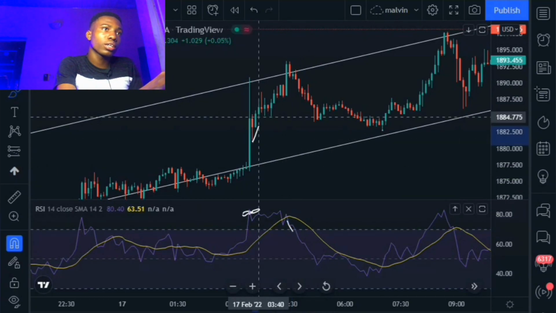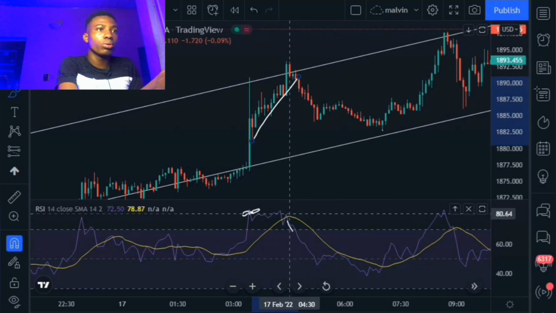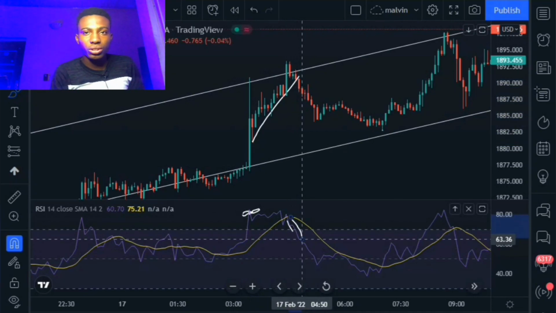Just as you could see, we had that uptrend. The price got below the 14 moving average, which is a confirmation to tell us that hey, this oversold zone, this is the right time that it is going into a downtrend.